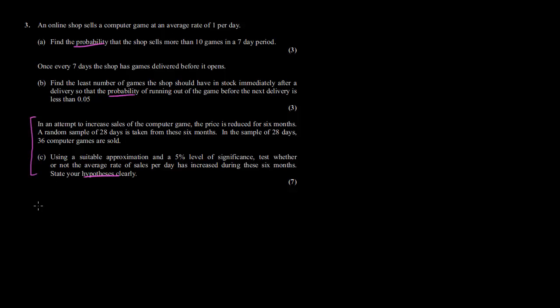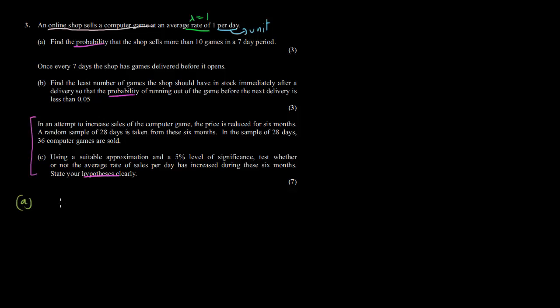So let's start with question number A. We have this information given. An online shop sells a computer game at an average rate of 1 per day. This per day is the unit. This rate of 1 is the mean, so that means this is the lambda. Lambda equals 1, and the unit is per day. And the context of the event is an online shop sells a computer game. Remember this context. That is very, very important.